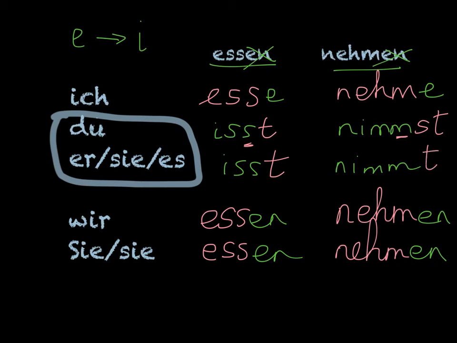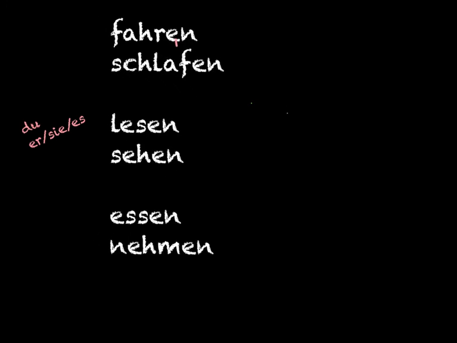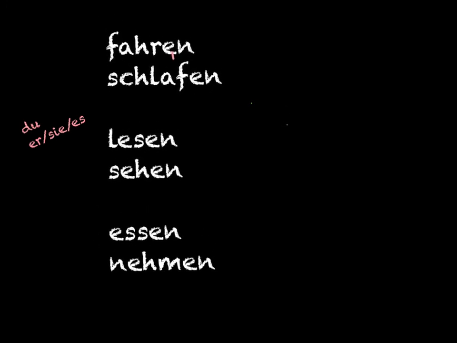So he takes, nimmt. He eats, isst. Do you eat, isst du? And you take, du nimmst. So to summarise, the six verbs we just looked at are fahren, schlafen, lesen, sehen, essen and nehmen.